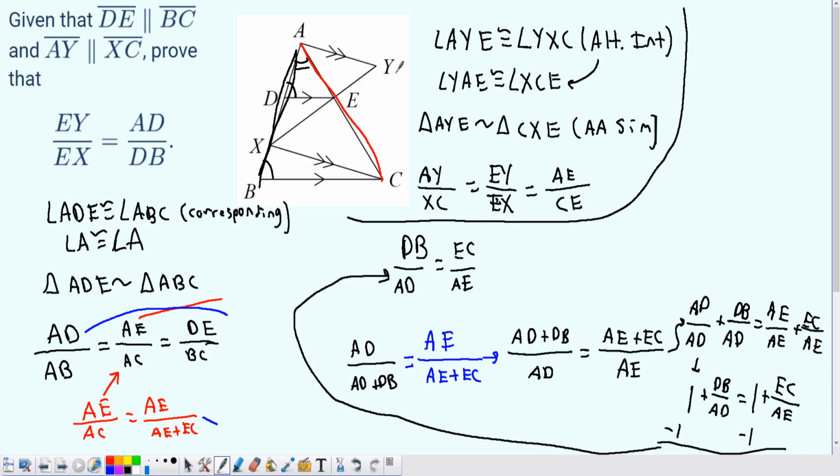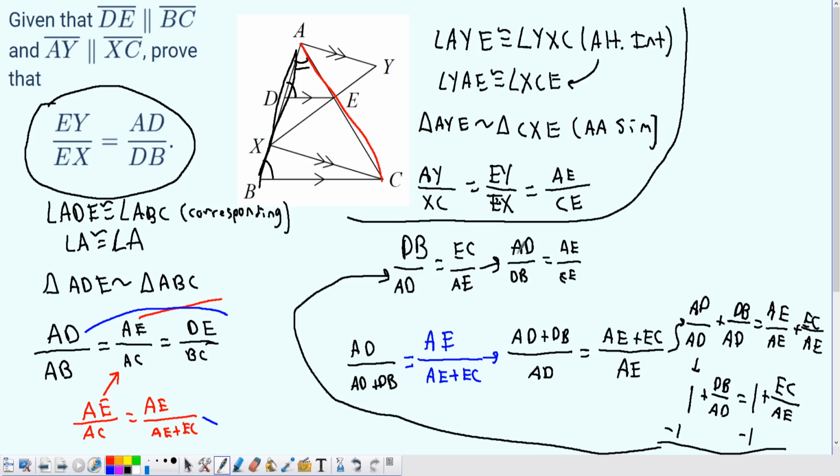Now, what is all that about? Well, I'm trying to find this equivalence. It seems so long ago, but I'm trying to show that this is true. Well, I have DB over AD. So let me do the same trick and let's flip back to how we had it before, where AD was on the top and DB was on the bottom, equals, we have AE over CE or EC.